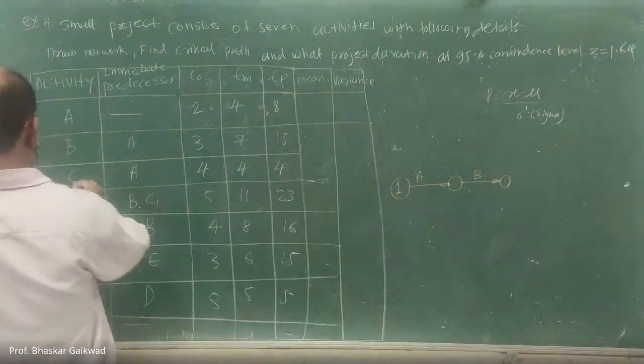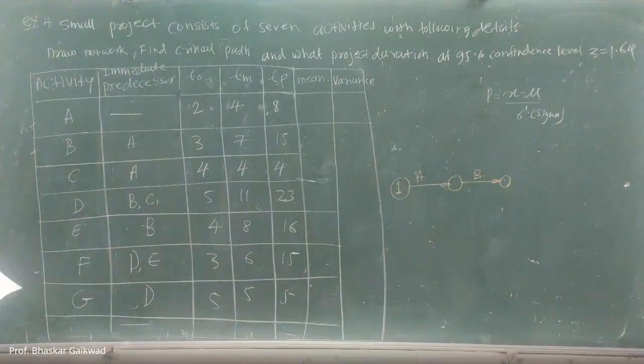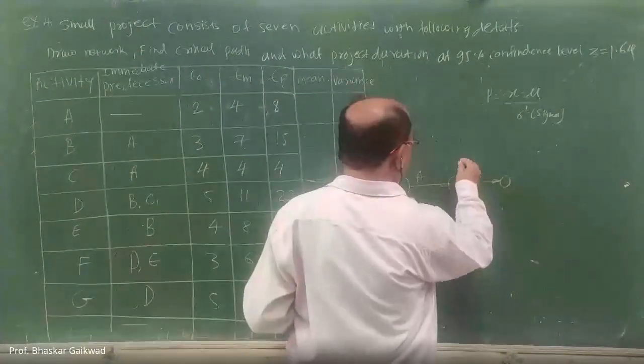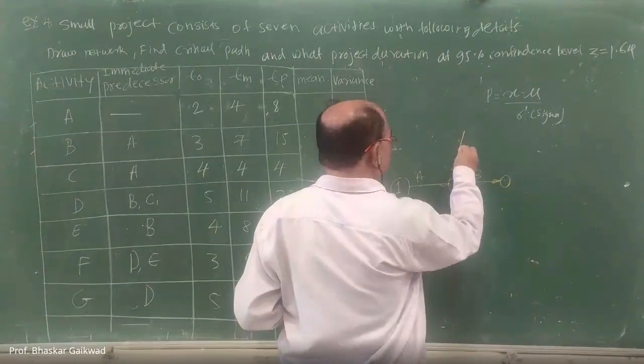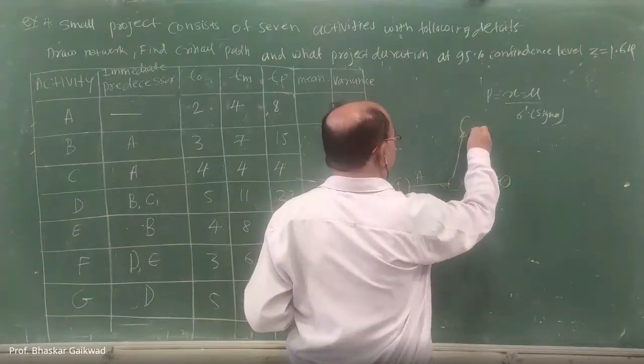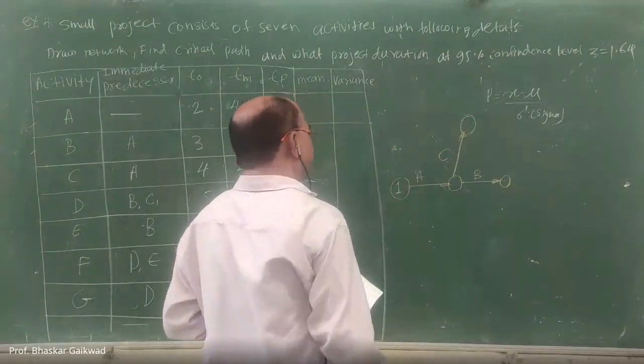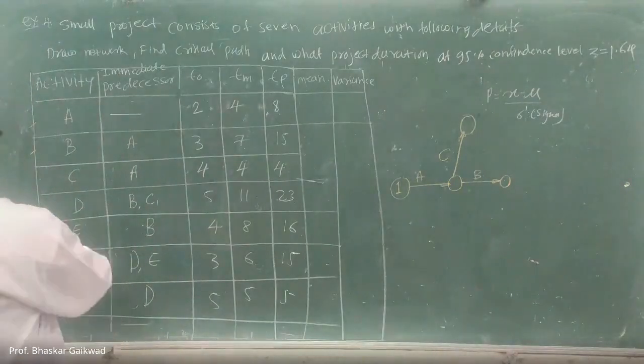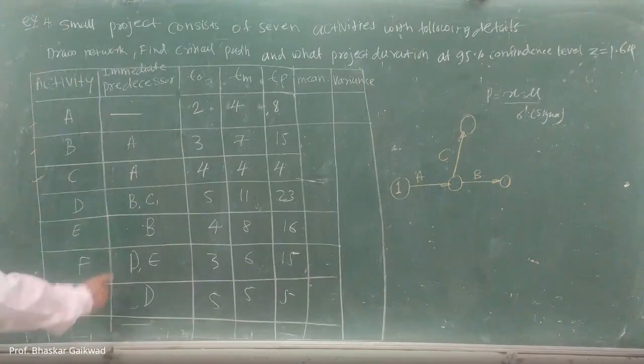Means this is over. C will start from A. Now A end will be here, so C will start from this direction. So here is the C. Correct. After that, D will start from B and C.